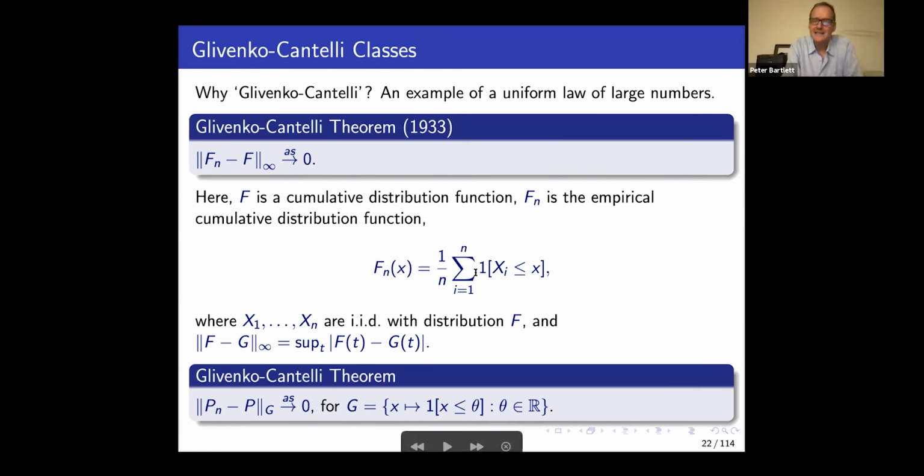Because the empirical CDF is the sample average of those indicator functions, and the CDF is the expectation of these things, this infinity norm is precisely the maximal deviation across this indicator function family between expectations and sample averages. And we're interested in looking more generally than just at these step functions.